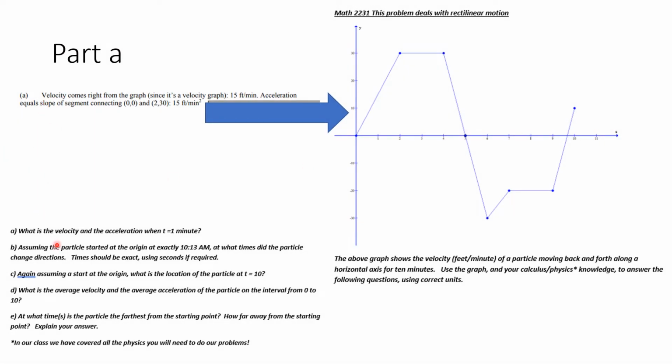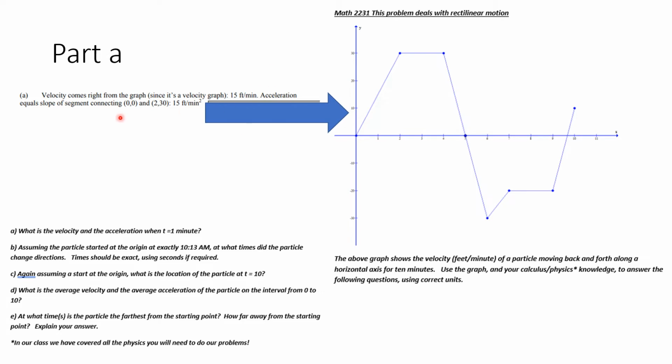On part A, where we defined the velocity and acceleration when t equals 1, recall that this is the velocity and this is time. And so the velocity is going to be, you just go onto the graph and say at 1, you are at 15. And we know that that is a straight line between 0 and 30. That was the change in y. And so the velocity is going to be 15 feet per minute, because that is what you get when you plug in the 1.